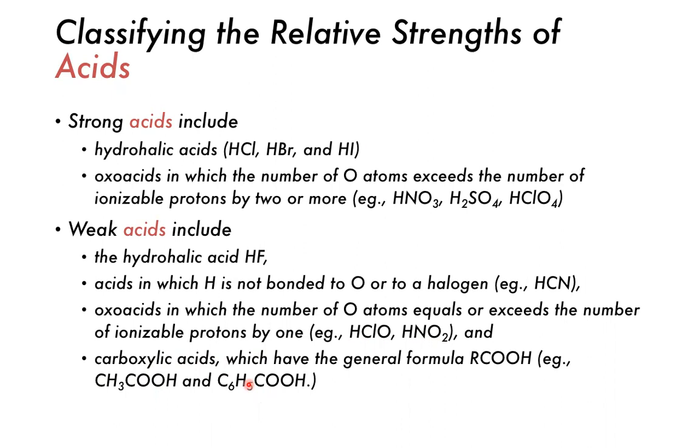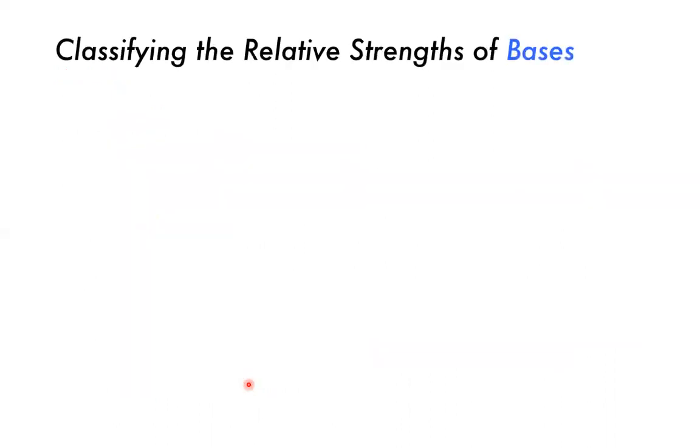Carboxylic acids are things that we find quite readily in nature. Classifying the relative strength of bases then. We've looked at acids, and we've considered what acids are and how we can determine which one is strong and which one is not. Here we're going to be classifying the relative strength of bases.